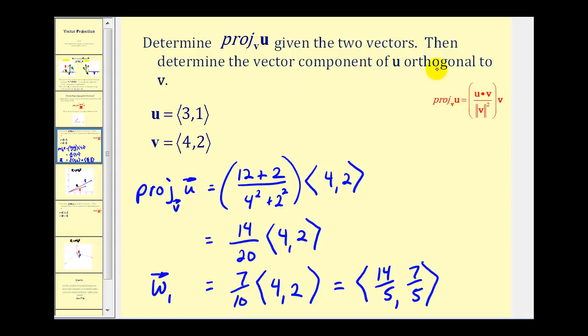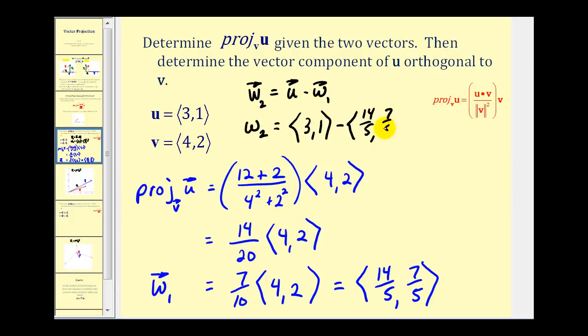Now we want to determine the vector component of u that's orthogonal to v. We'll go ahead and call that w2. And that's going to be equal to u minus w sub 1. So we're going to have vector 3, 1 minus the vector 14/5, comma 7/5. So vector w2 is going to equal 3 minus 14/5, that'll be 1/5. And the y component will be 1 minus 7/5, or negative 2/5. So again, here's the projection of u onto v, and then here's the vector component of u that's orthogonal to v. Let's go and take a look at the graph of this.